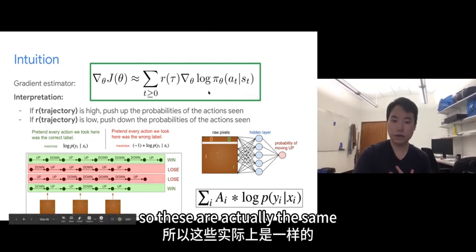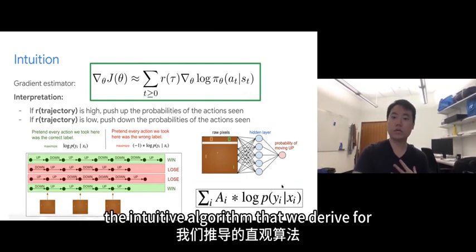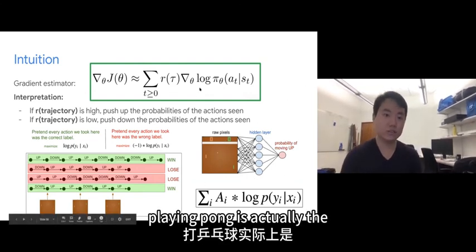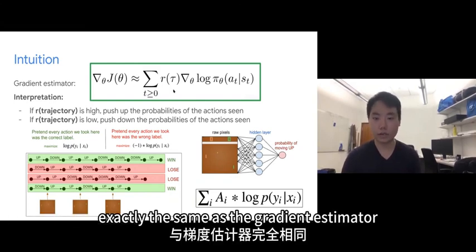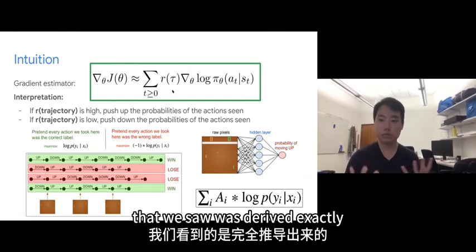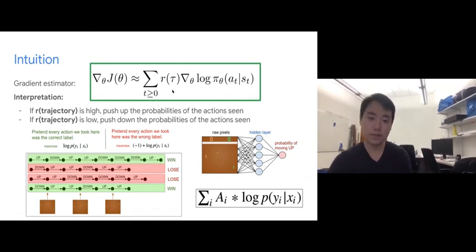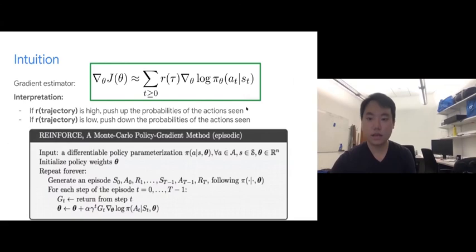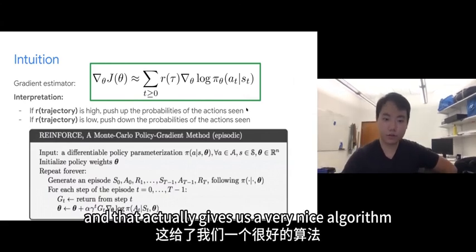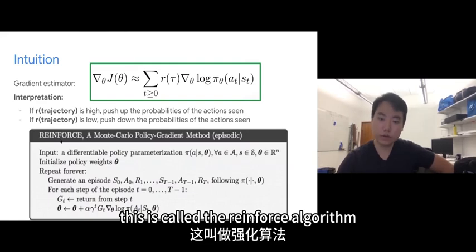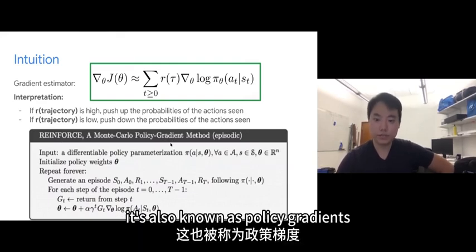So these are actually the same. The intuitive algorithm that we derived for playing Pong is actually exactly the same as the gradient estimator that we saw was derived exactly. And that actually gives us a very nice algorithm. This is called the REINFORCE algorithm. It's also known as policy gradients.